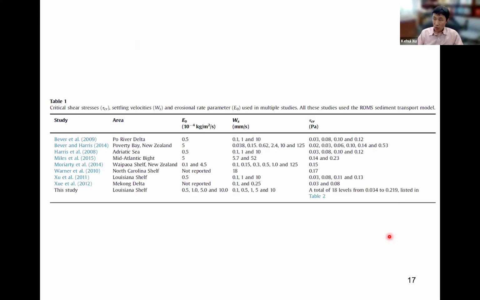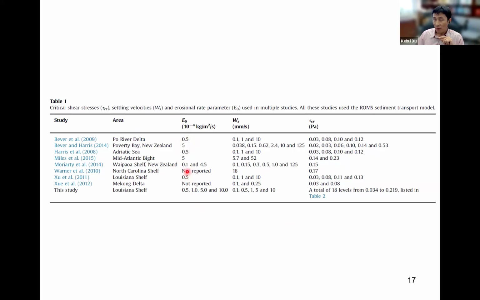So when I was running the model, the biggest struggle for me was to select the parameters, right? So I would like to show this table. And when I finish my talk, I will talk about those three parameters again. For any sediment transport modeler, one of the biggest challenges is to select the parameters. So for erosion rate, this is my study, but I also borrowed the numbers from previous studies and took a look.